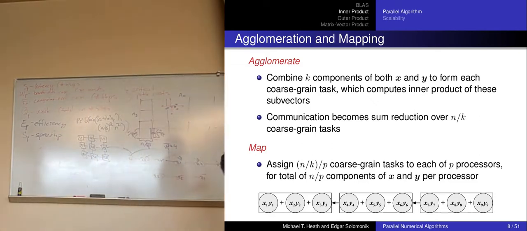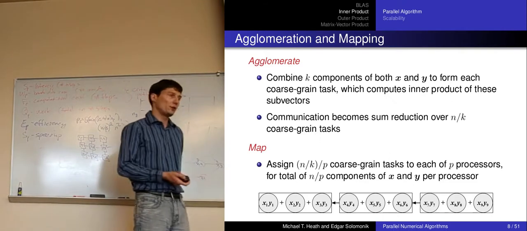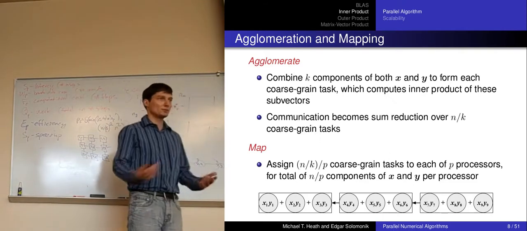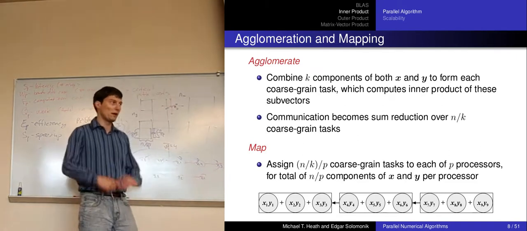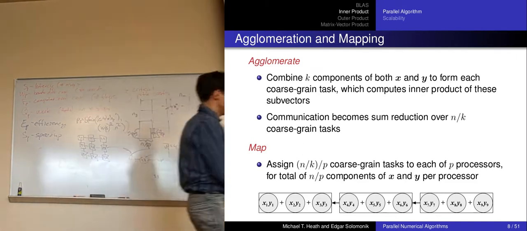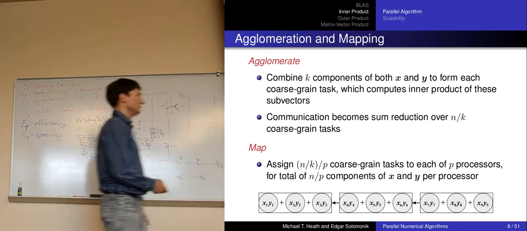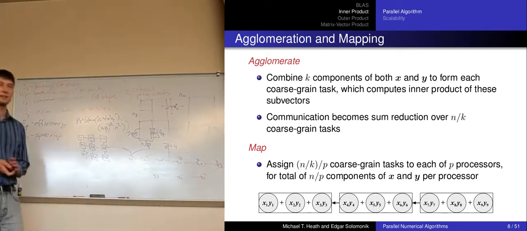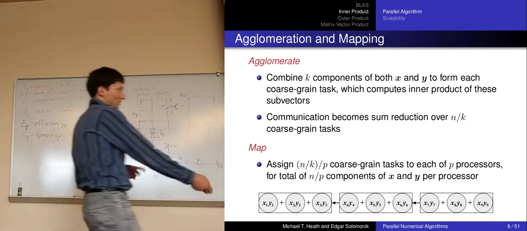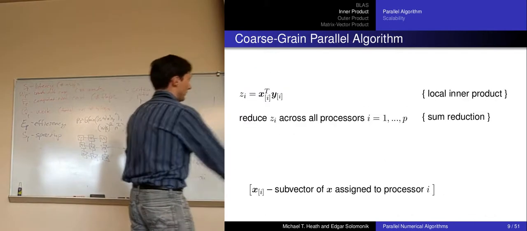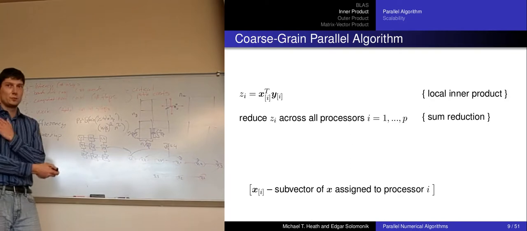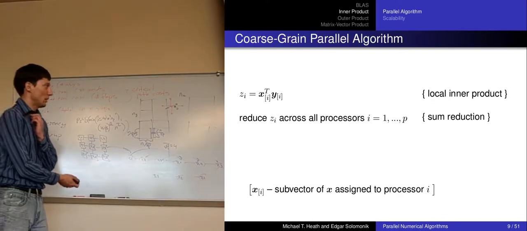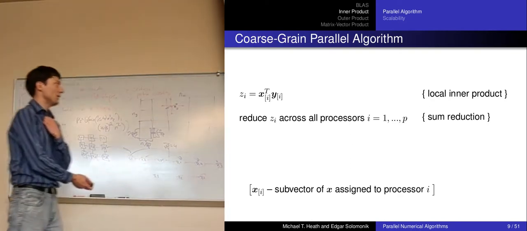One way we could do it is first agglomerate and then map the coarse-grained task to processors, although here agglomeration versus mapping aren't that different. We could just map immediately, so combine and then map. It doesn't really help to have more agglomerated tasks than processors, because things are generally quite parallel. So if we do this, then we're doing locally an inner product and then a sum reduction. That may look familiar. For instance, when we did scans, something similar happened.